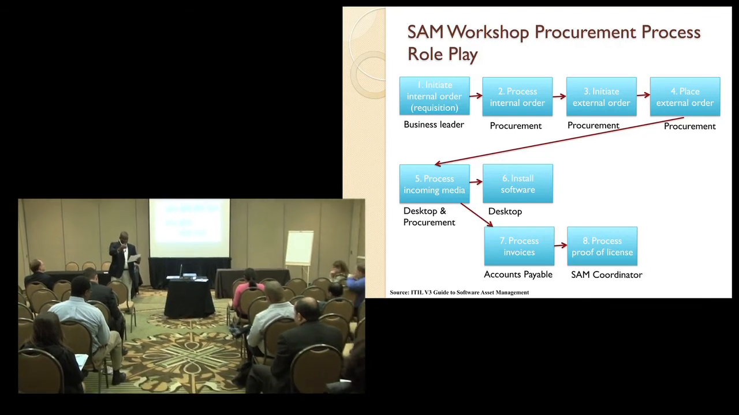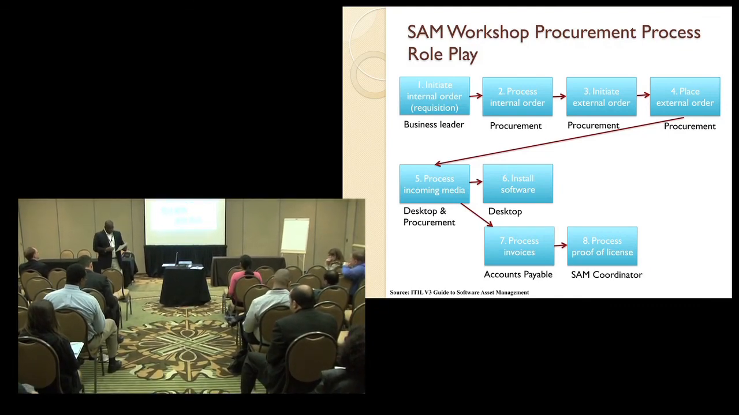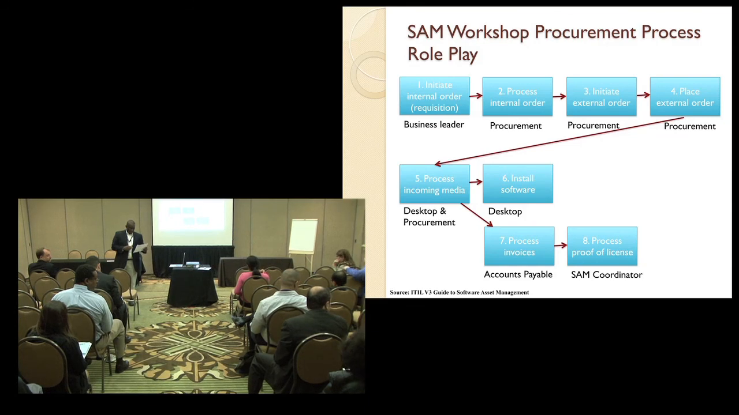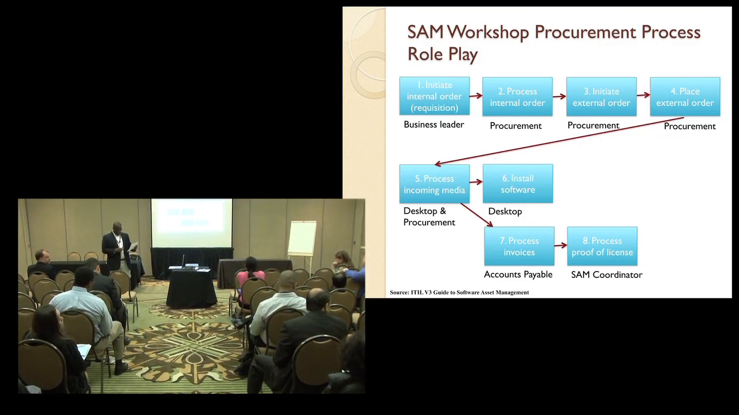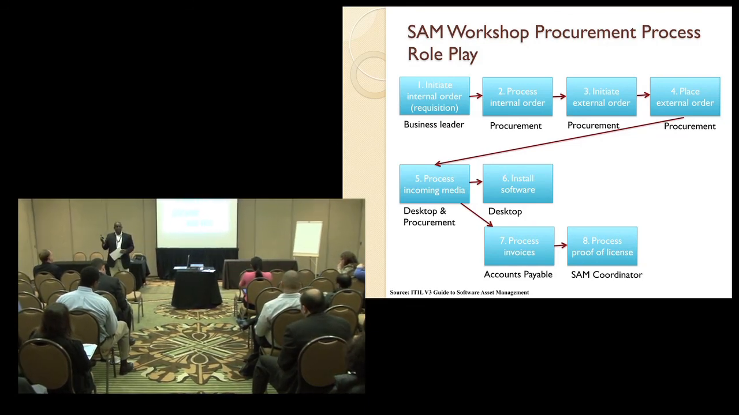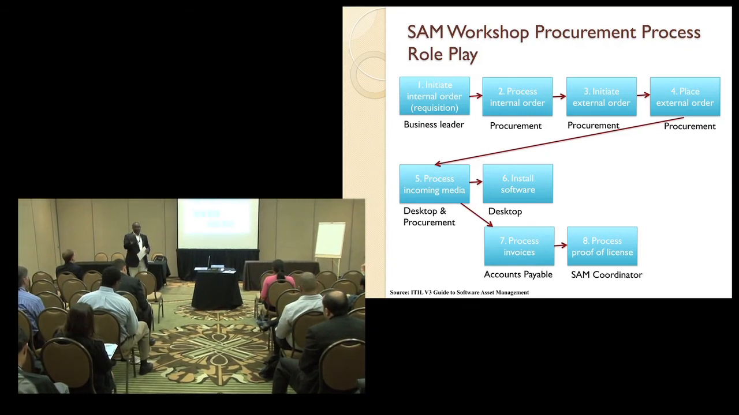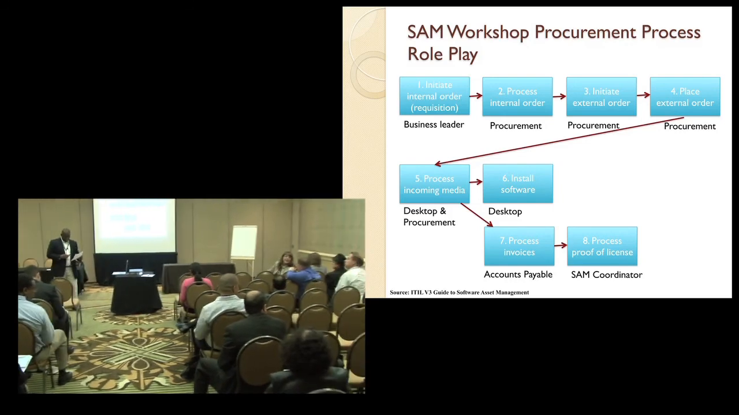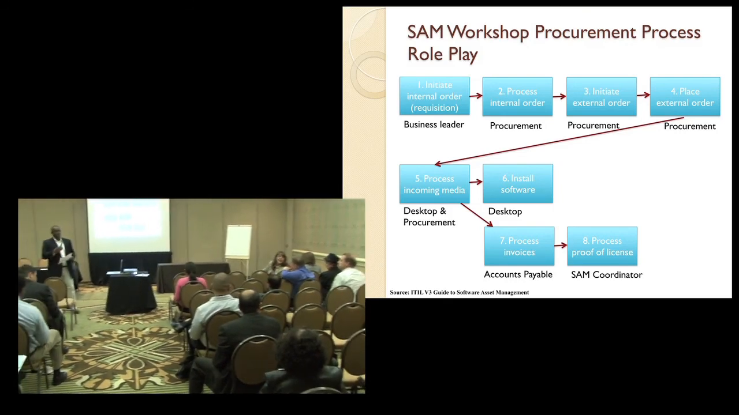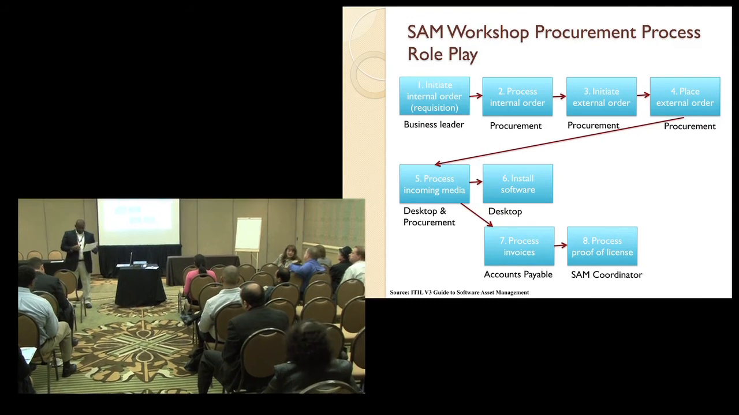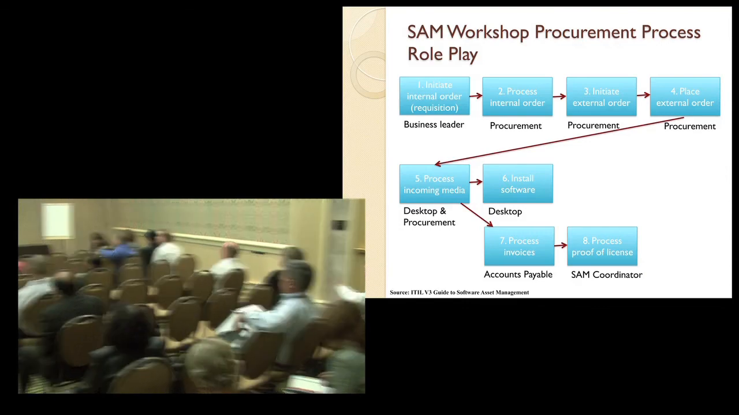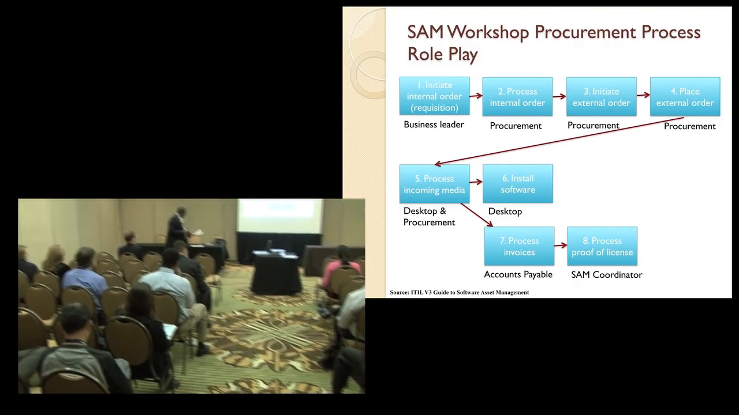And procurement 3. I am in the external vendor portal system and received an order for 50 Microsoft Office licenses. And procurement 4. I am in the software asset management system and updated the receipt of an order for 50 Microsoft Office licenses. Accounts payable, anyone? I am in the accounts payable system and processed an invoice for 50 Microsoft Office licenses. And desktop 1. I'm in the desktop system and installed 50 Microsoft Office licenses. And desktop 2. Proof of license updated in Sam's system.